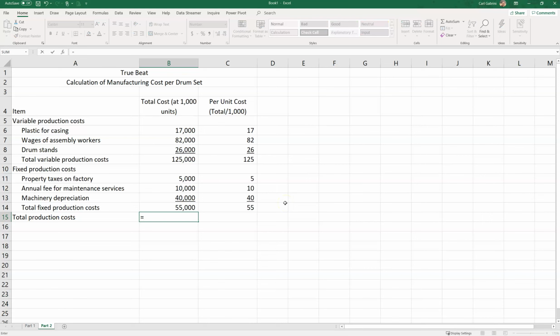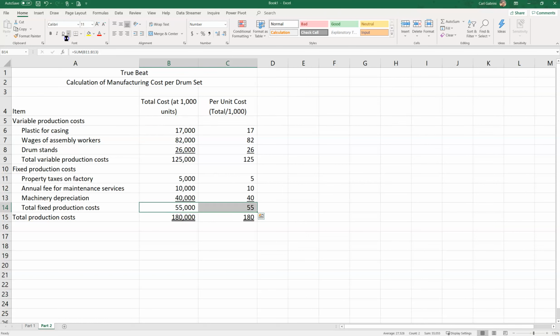Okay, and our total production cost is the sum of that variable cost plus the sum of the fixed production costs. So we have 180,000. And there we go. I'm going to double underline those for emphasis. I'll single underline these. Again, presentation is important. You want people to understand what it is you're showing them. So those are the way the costs lay out.